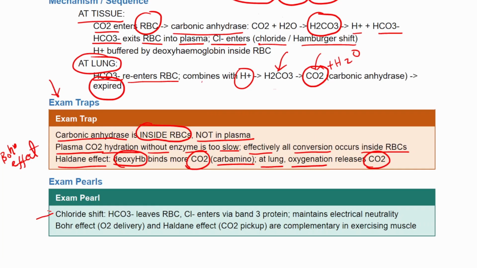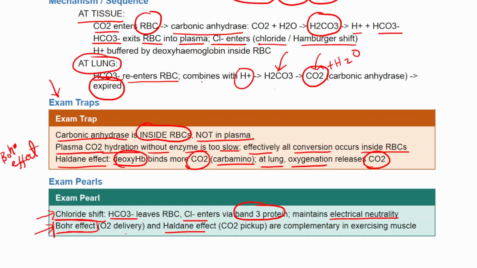Two examples. First one is the chloride shift. This process is mediated by a specific transport channel called band 3 protein that we have seen in the diagram. Its physiological purpose is to exchange intracellular bicarbonate for extracellular chloride to maintain electrical neutrality across the erythrocyte membrane during gas exchange. Then, Bohr effect and Haldane effect complementarity.